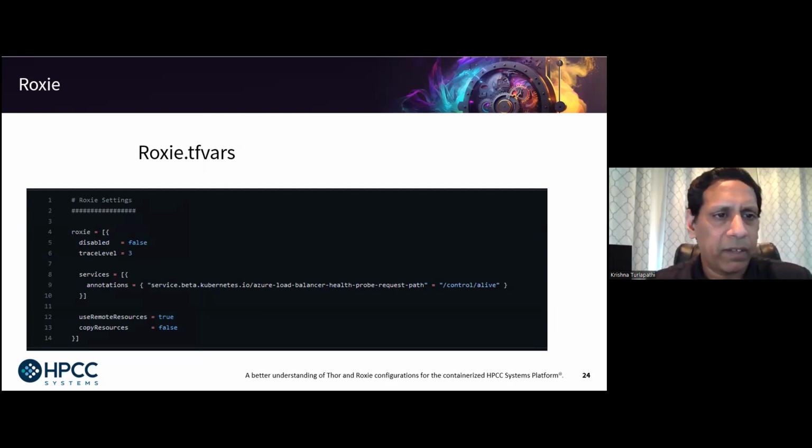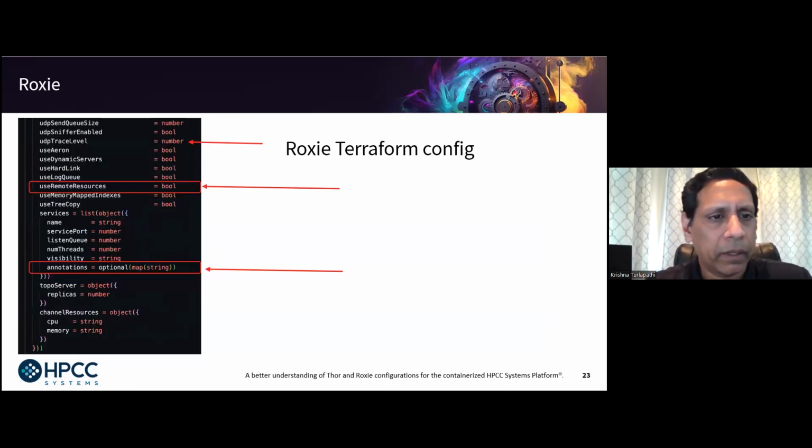Like we have seen previously, you can set the disabled, which is a Boolean value, to a true or false. Then the trace level, which is defined as a numeric value to 3. Then you have the use remote resources, which is a Boolean. So it's either a true or false. Then you have the copy resources, again a Boolean value, so true or false. So one thing you want to do is be careful of using the correct values.